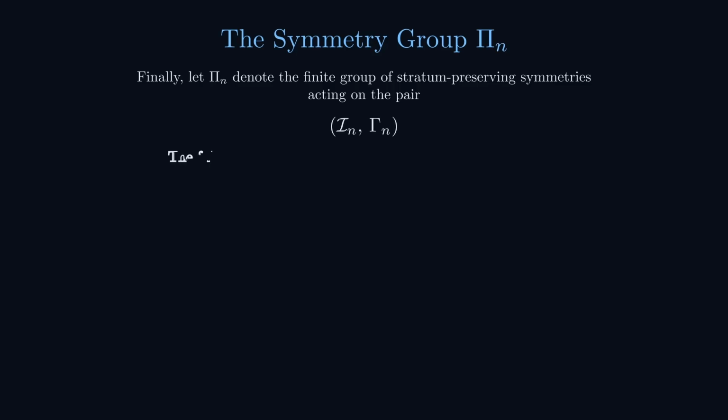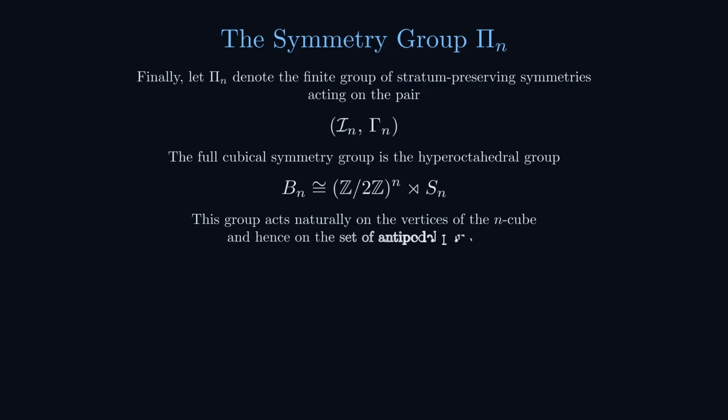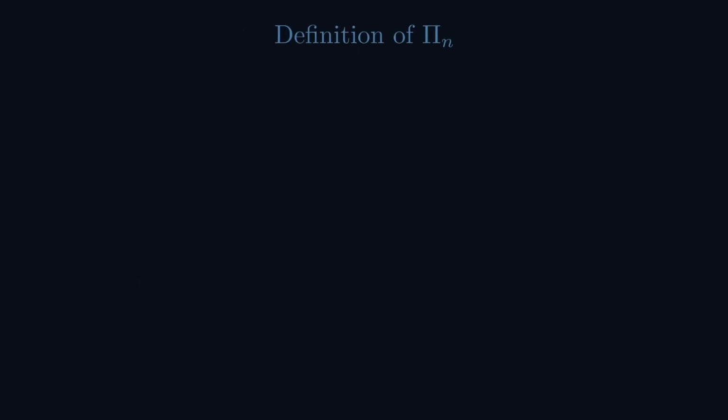The symmetry group pi sub n. Finally, denote by pi sub n the finite group of stratum preserving symmetries acting on the pair. The full cubical symmetry group is the hyperoctahedral group. And this group acts naturally on the vertices of the n-cube and hence on the set of antipodal pairs A sub n. The actual symmetry group of the rigidified stratified object may be a proper subgroup of B sub n, depending on if we use global or piecewise isometries, which will have preserved the selected sheets and their incidence.